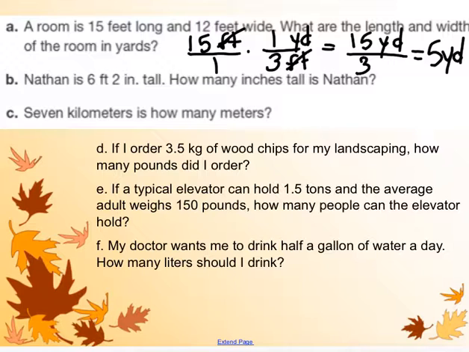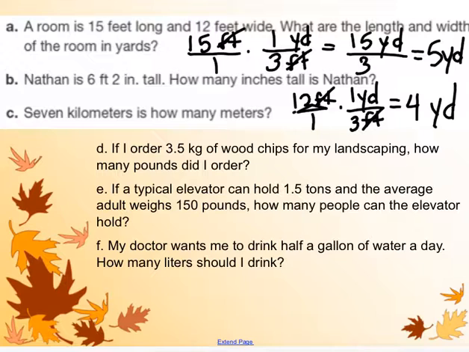And we can do the same with my 12 feet. 12 feet over 1, multiply by 1 yard over 3 feet. The feet will go away, and I get that I need to do 12 divided by 3, which is 4, and my unit now is yards. All of our unit conversion questions can be done using this method, and I would highly encourage it.